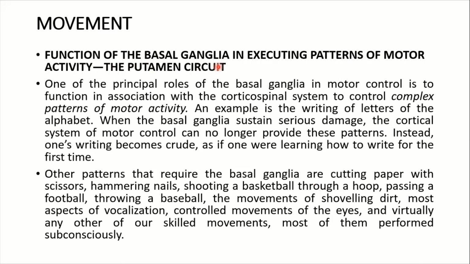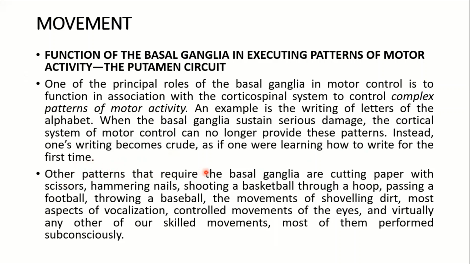So, function of the basal ganglia in executing patterns of motor activity, the putamen circuit, which we'll discuss. One of the principal roles of the basal ganglia in motor control is to function in association with the corticospinal system to control complex patterns of motor activity. An example is the writing of letters of the alphabet. When the basal ganglia sustain serious damage, the cortical system of motor control can no longer provide these patterns. Instead, one's writing becomes crude, as if one were learning how to write for the first time.